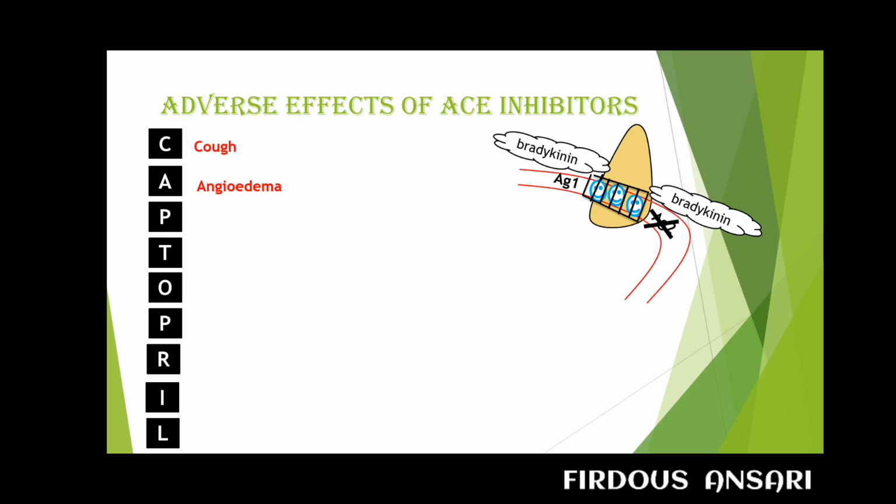P is for proteinuria. Protein occurs in urine. T is for taste changes. There may be changes in the taste perception for any patient who is consuming ACE inhibitors.